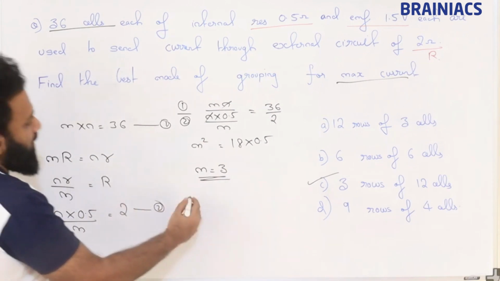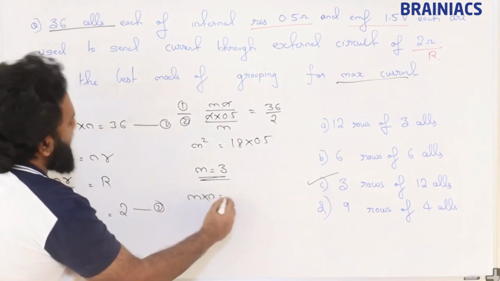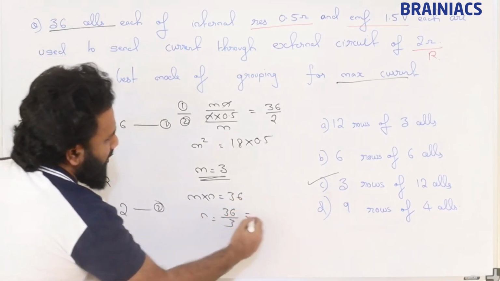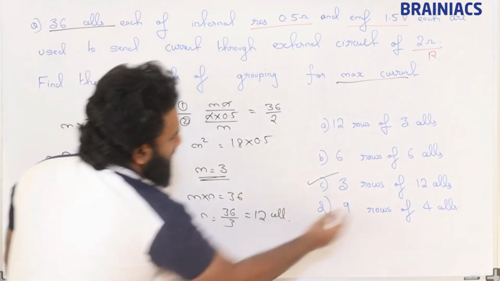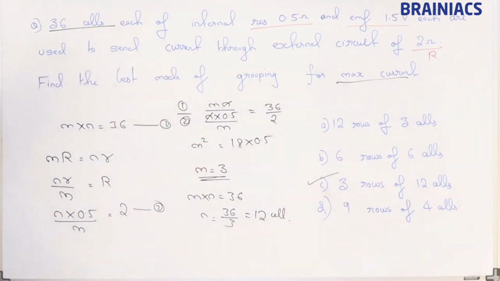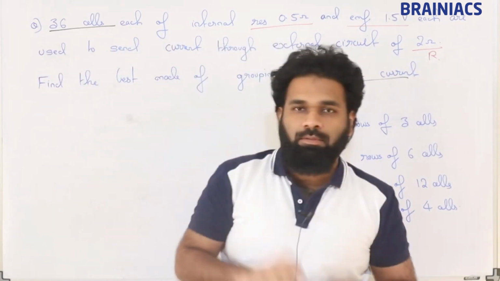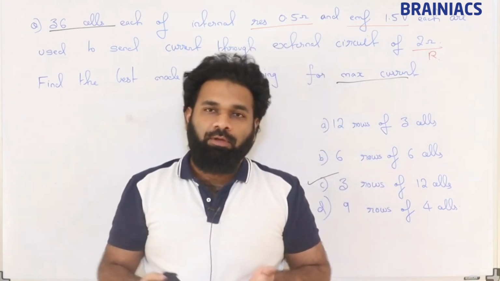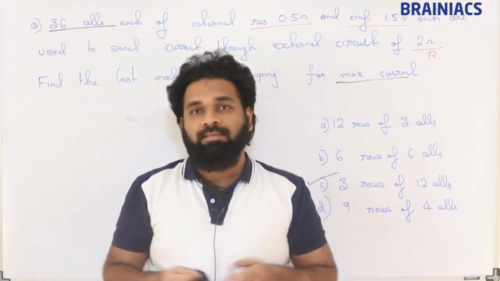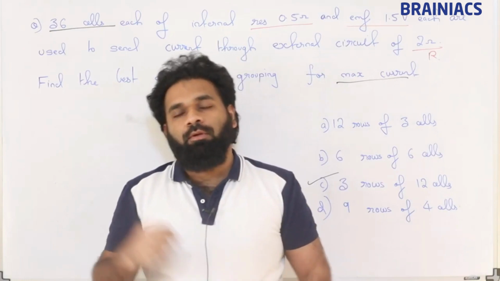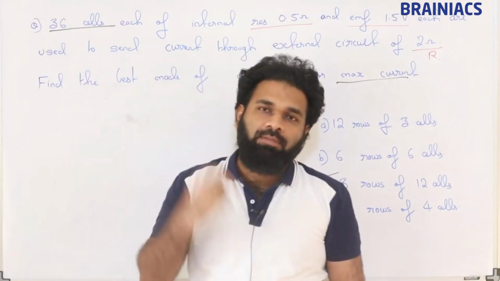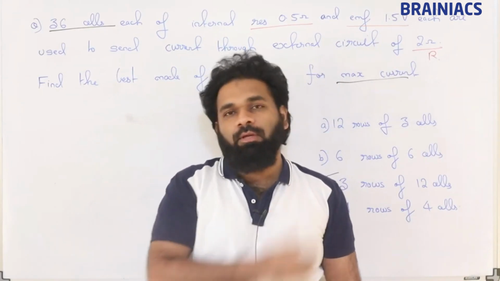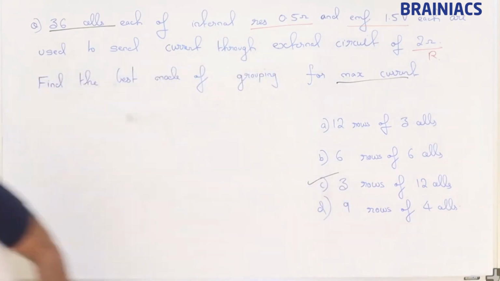Now anyway, let's find this. So M into N is equal to 36. So N is equal to 36 divided by 3, we will be getting 12 cells. So that is what is given in the answer also. Sometimes taking two conditions from the question and solving it may take some time. So if you remember a shortcut, easily we will be able to find the number of rows and number of columns. So I will give you that shortcut, please note it down.